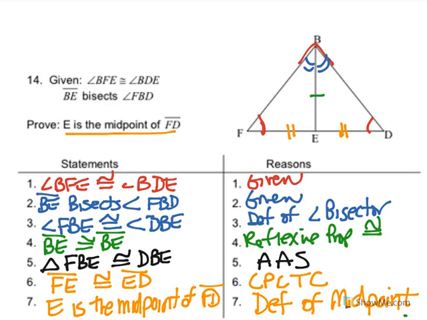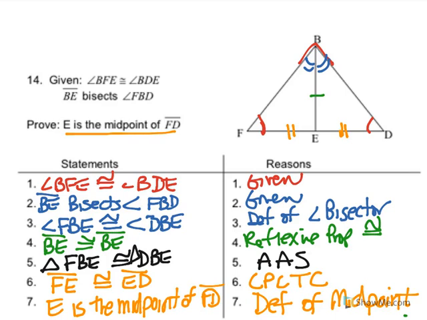Okay, so here is the proof. I tried to put those statements that kind of go together in the same color. So angle BFE congruent to BDE, given. BE bisects angle FBD, given. So therefore, angle FBE is congruent with DBE, definition of angle bisector. BE congruent to BE, reflexive property. Triangle FBE is congruent with triangle DBE by AAS.